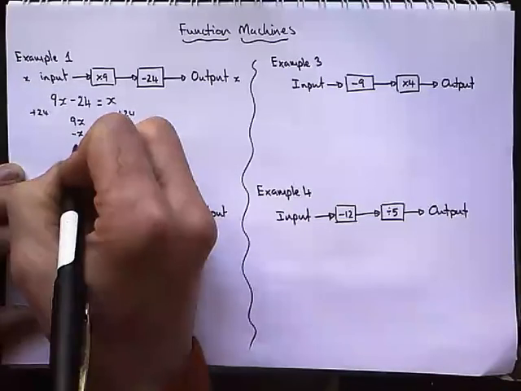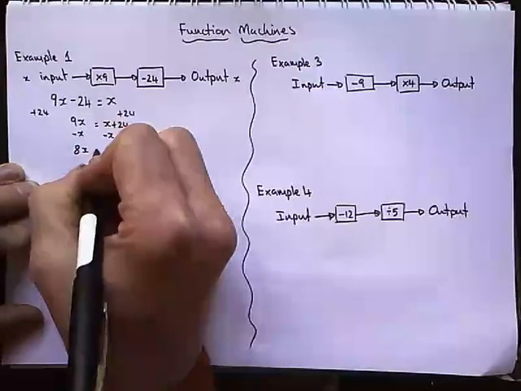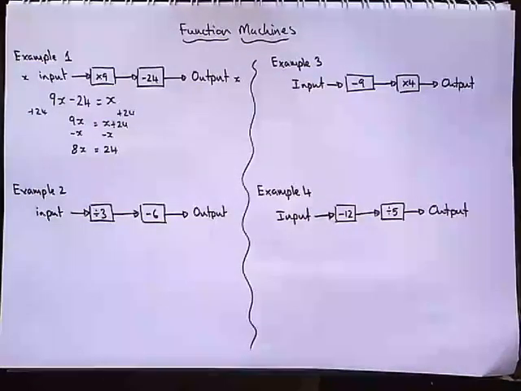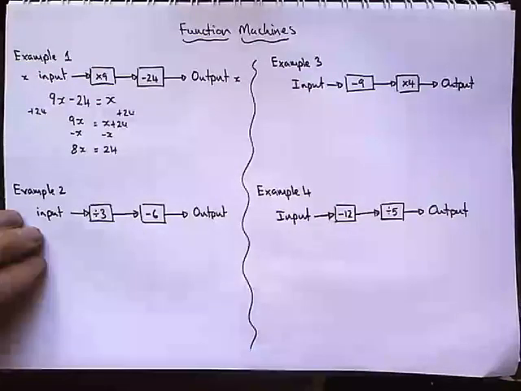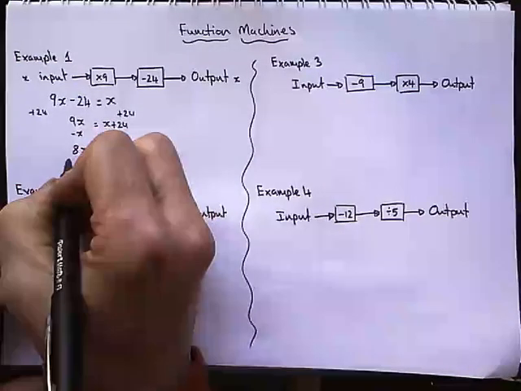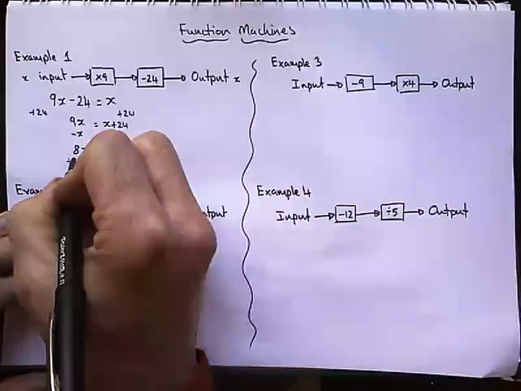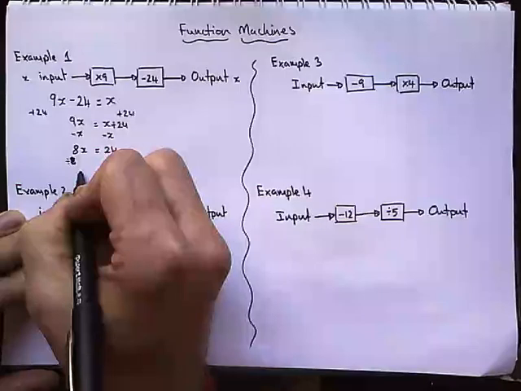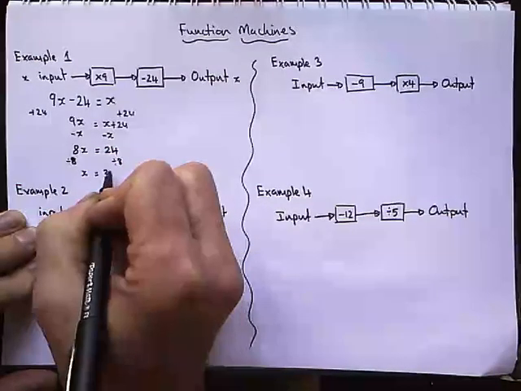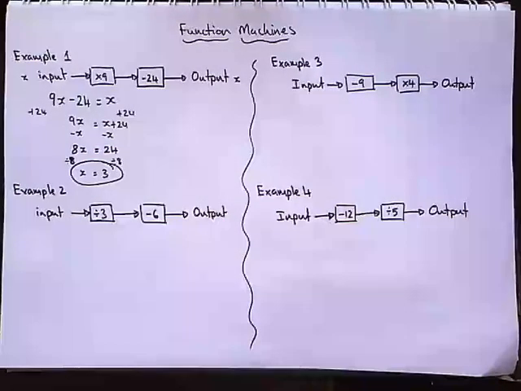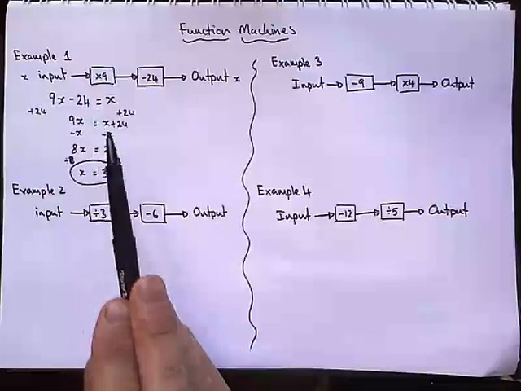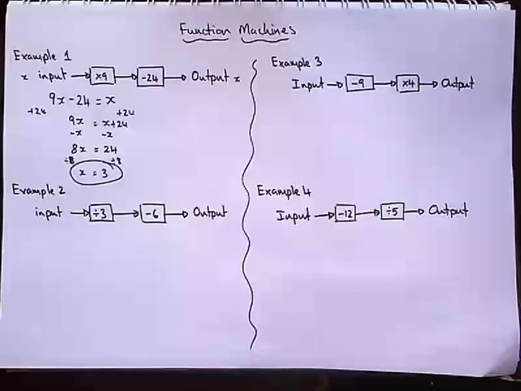9x take away x is 8x, and then I'm left with 24 because x take away x will be 0. So 8 x's, 8 of my inputs, is equal to 24. So to find out what one of them is equal to, I just need to divide by 8 on both sides. So therefore x equals 3, and that is your answer. So it's all about making an equation and then solving the equation as we've done before.